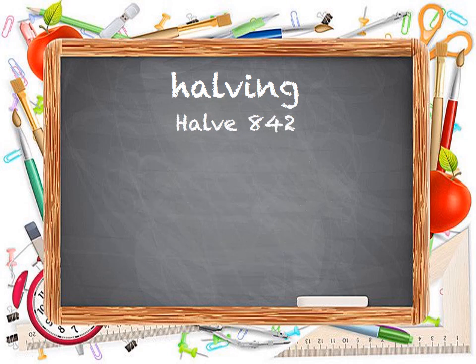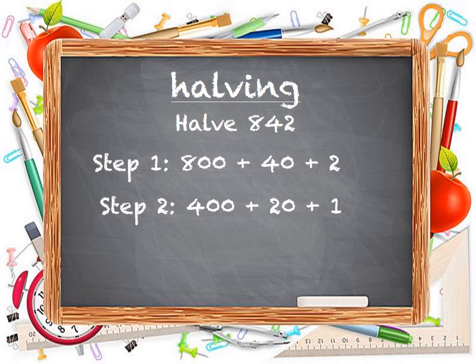Our next example is 842. Step number 1, you break up the hundreds, tens, and units. So it's 800 plus 40 plus 2. Step number 2, we halve the hundreds, tens, and units. What is half of 800? 400. What is half of 40? 20. And what is half of 2? 1. Step number 3, we add them all together. 400 plus 20 plus 1 equals 421.